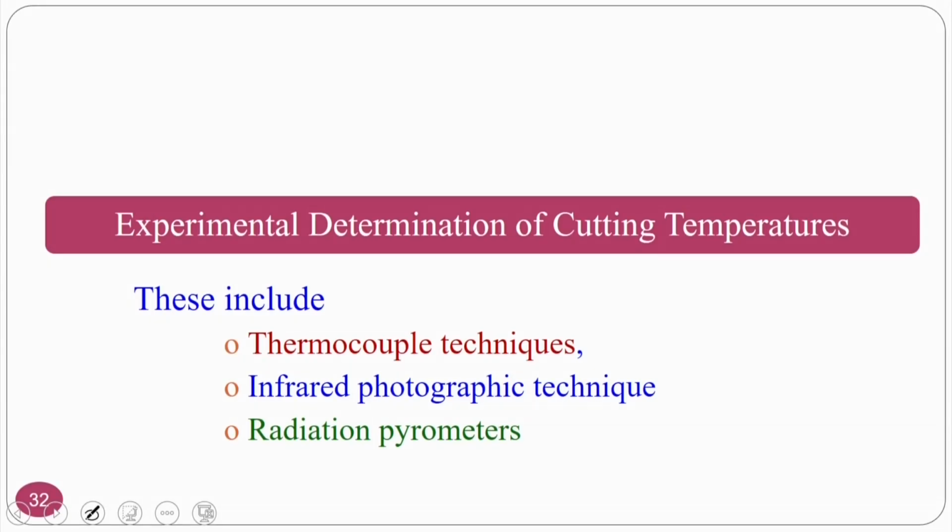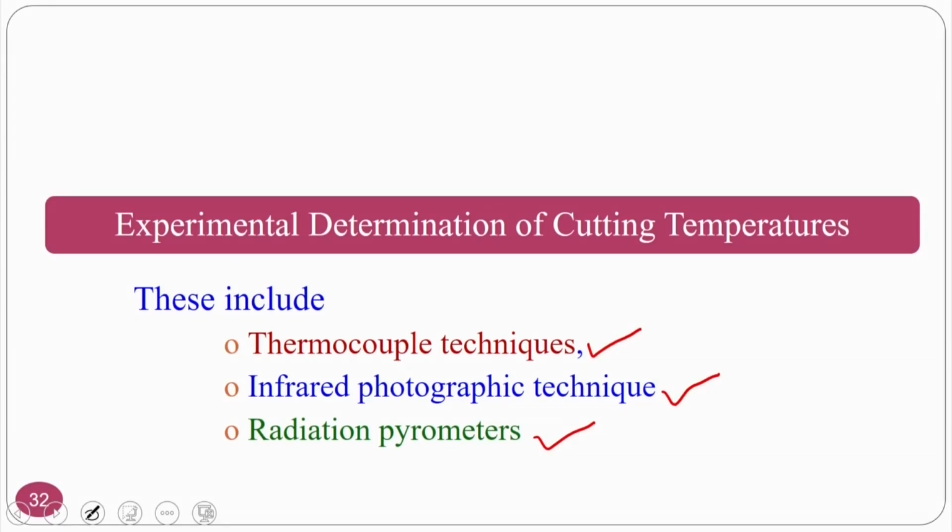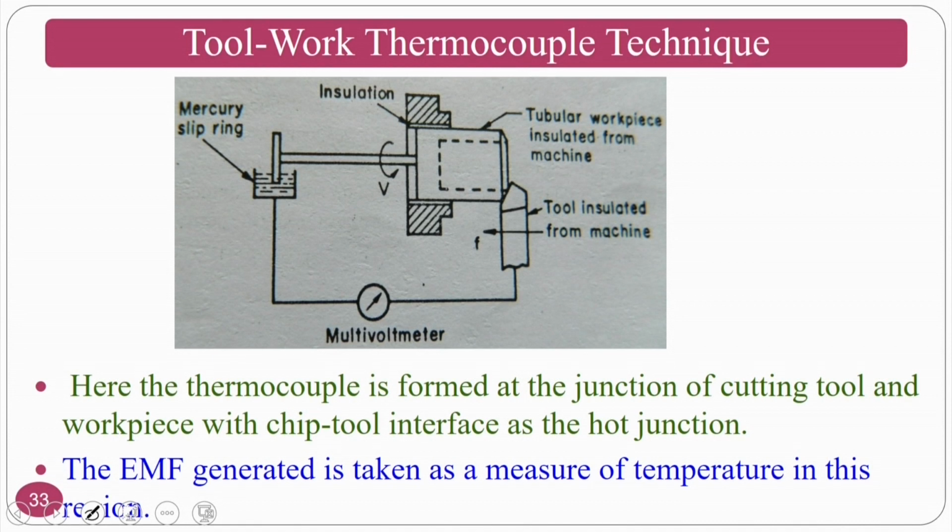So now we have to measure this temperature. How to measure the temperature? That is, one is the thermocouple technique, infrared spectroscopy, radiation pyrometers and all those things. However, I will just tell you the processes of how we can measure experimentally. Okay, the thermocouple technique: normally here the thermocouple forms the junction.